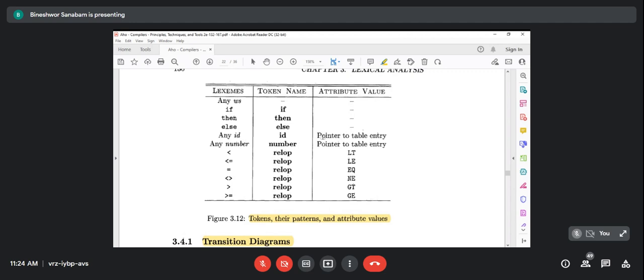So if you have an identifier, we're going to make an entry in the symbol table, and the pointer is going to point to that particular entry. For number also, same. Then we may have other relational operators like less than. So we may use LT for less than, then less than or equal to, then equal to, then not equal to, then greater than or equal to. Okay. So just screenshot this page as well, this figure 3.12. It may be used solely.